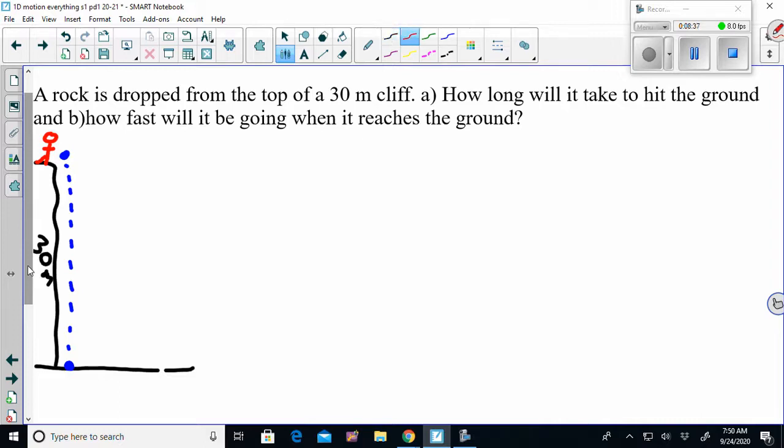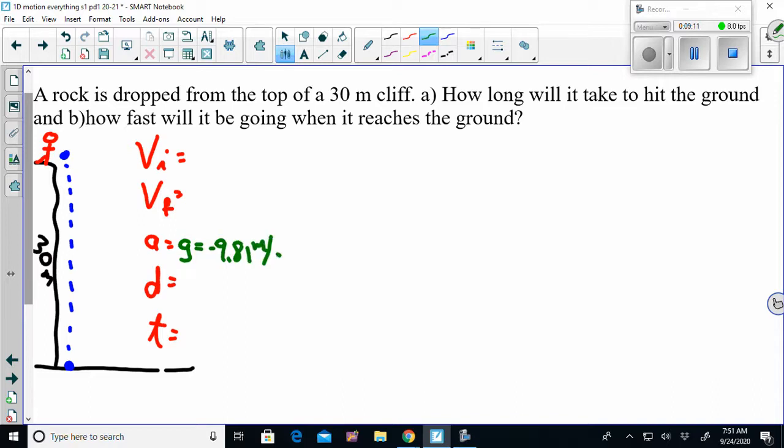So, step 2, list my variables. The variables are the same variables. The i, the f, a, d, t. Okay, same variables. I'm going to start filling in variables. As soon as I look at my picture here, I see when I drop the rock, it's in free fall. So as soon as I recognize free fall, I know that the acceleration is g, which is negative 9.81 meters per second squared.